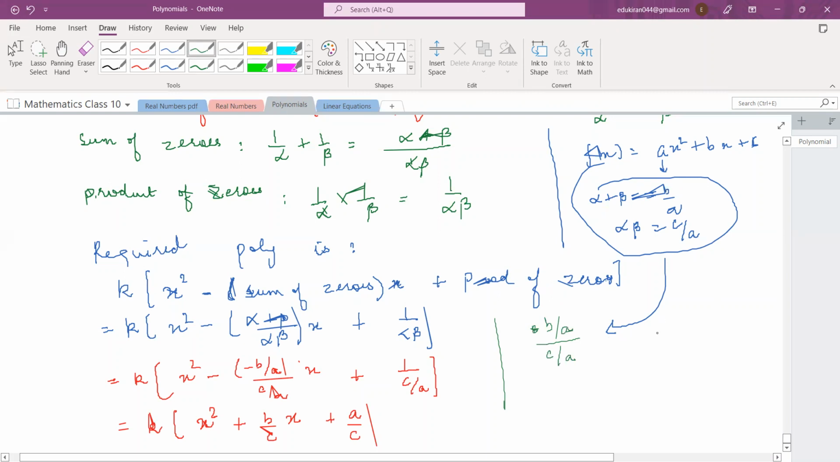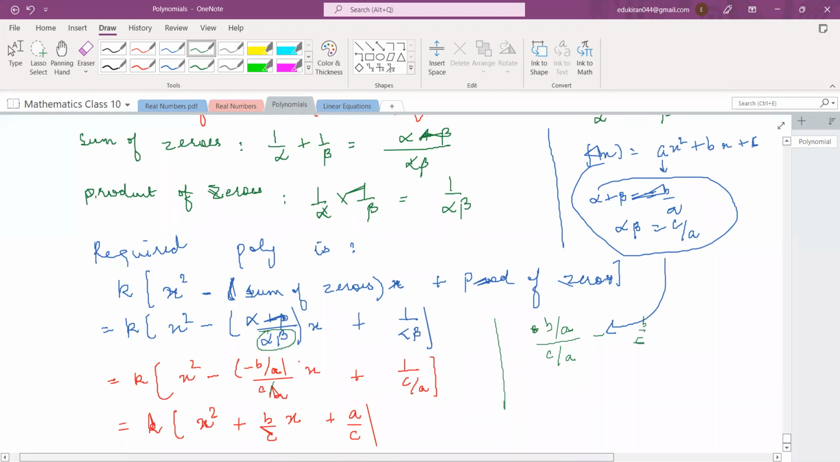Ma'am, so why c by a? c by a is in place of alpha beta. I have alpha beta in the denominator whose value is c by a. Oh, okay, ma'am. So this will become actually b by c. So that is why. Understood? So here you have to leave it because it cannot be solved further. So I think this much is enough.